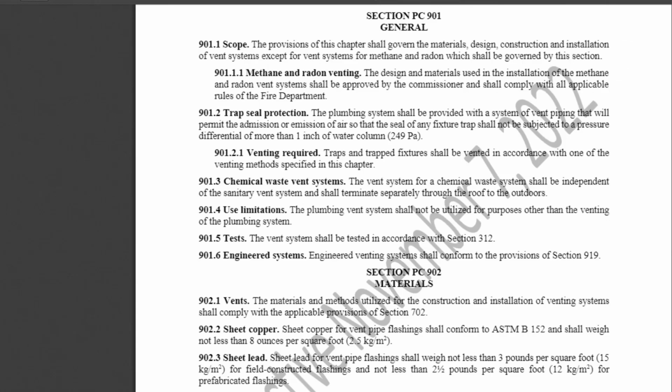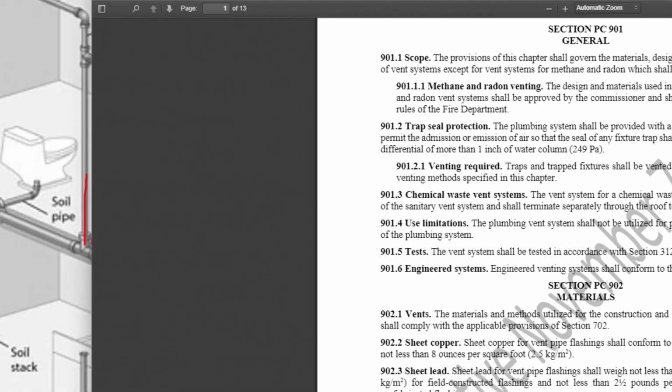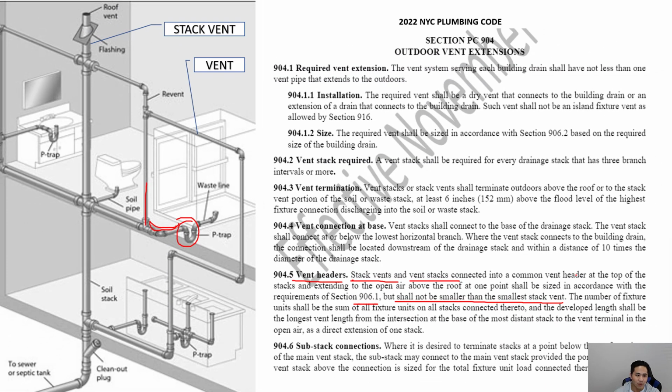So as you can see, there's different tables for different type of vents. So not all vents would be using the same table. So you have to know how to differentiate which vent you're looking to size and make sure you're using the correct table to size that vent.